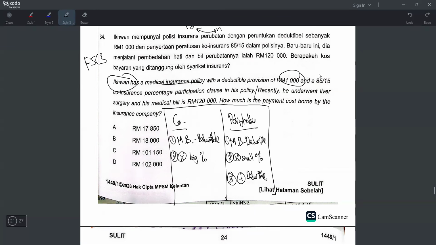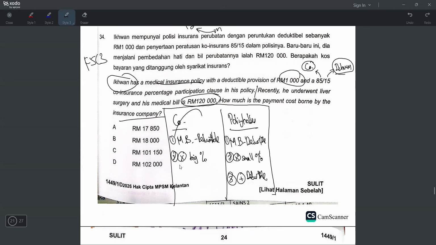So you can see there's a big percent and small percent. Yeah, this is the percent I was talking about. This is the co-insurance. This one must be the company's because it's the big percent, and this one will be the policy holder's, the small percent. Recently, he underwent liver surgery and the medical bill is 120,000. How much is the payment cost borne by company?